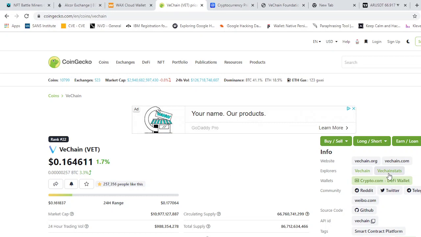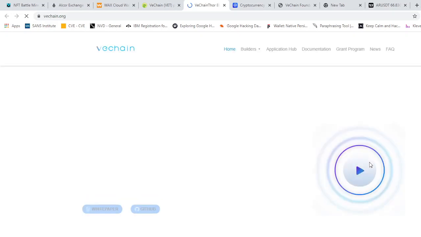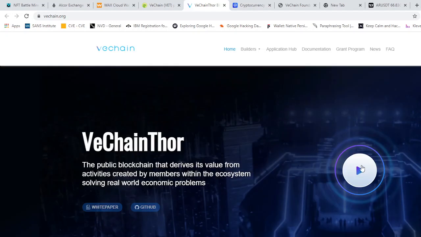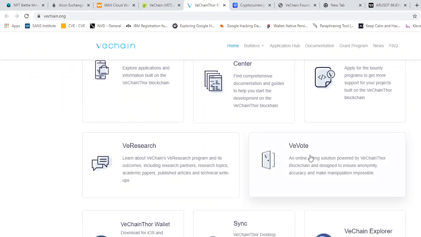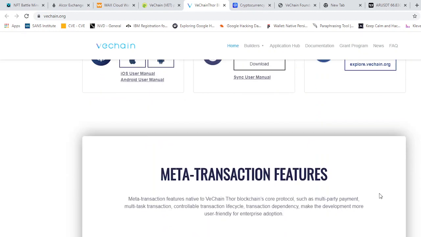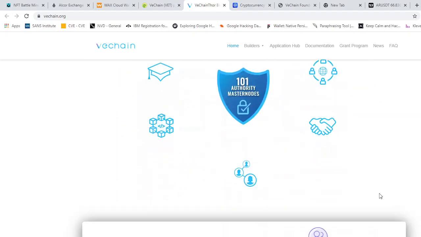You can come here and go to their GitHub from here. You can see the smart track platform, and you can go to their website and see the wallets that you can hold VChain in. You can go to their website here, and as you can see, this is a website. You can check it out now and see what they're about.